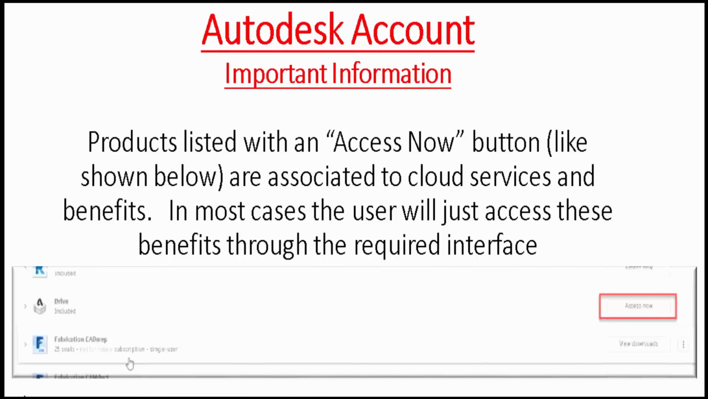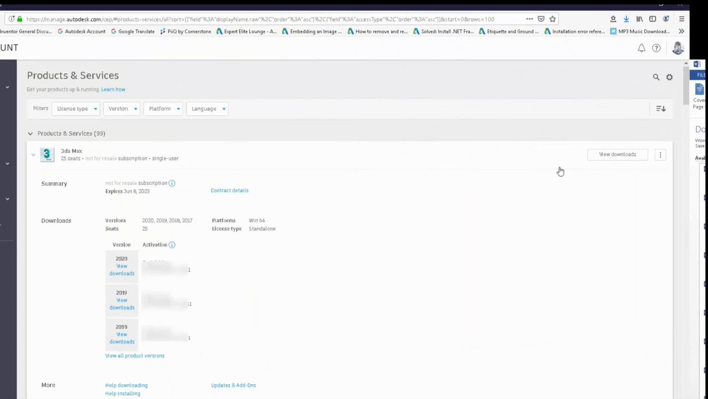Products shown with the Access Now button are cloud services and benefits. In most cases, the user will just access those benefits through the required interface. We can also access the download for this product, so we can click here and say View Download.